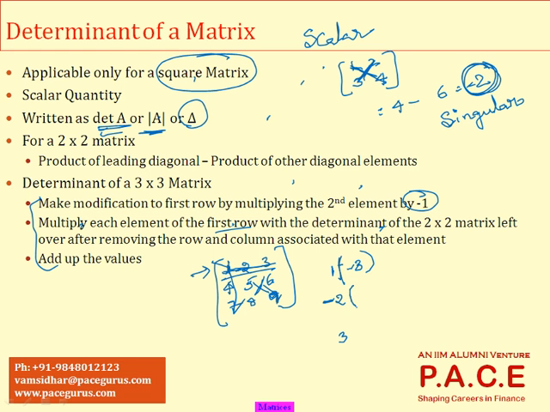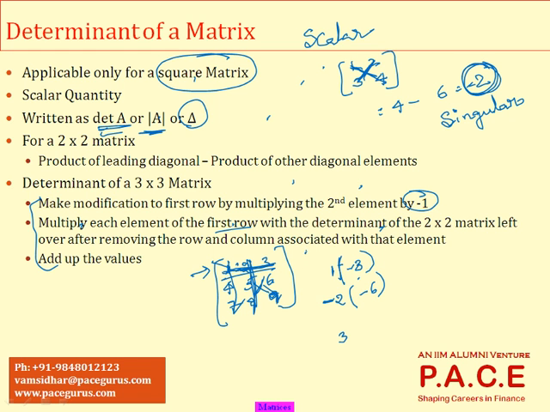Now look at the second one. Take out the row and the column corresponding to it. You are again left with another 2 by 2 matrix. Take the determinant of that. 4 nines 36 minus 7 sixes 42. 36 minus 42 giving me minus 6.